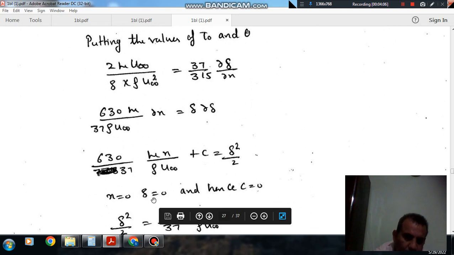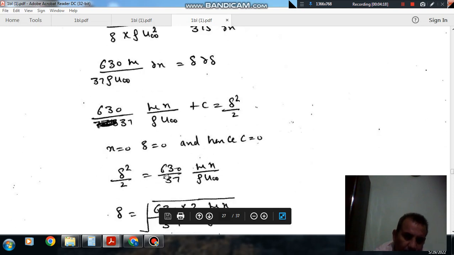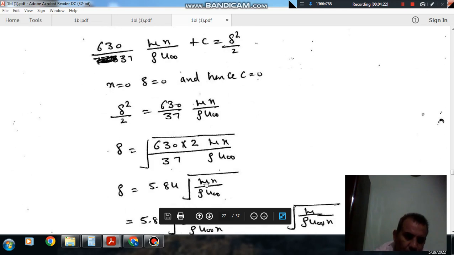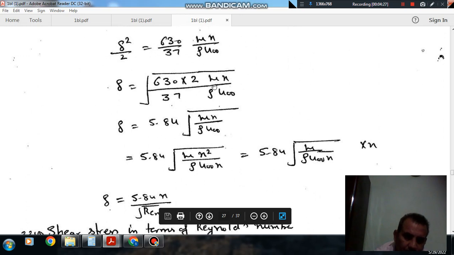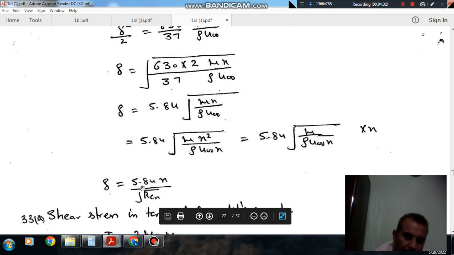So if x is 0, delta is 0. That is the leading edge of the plate, and c is also 0. So c will be 0. Okay. So delta square by 2 will be 630 by 37 mu x by rho u infinity. So delta will be, multiplying and dividing by x to convert it into the Reynolds number, delta will be 5.84 x by root Rex, because rho u x by mu is your Reynolds number.